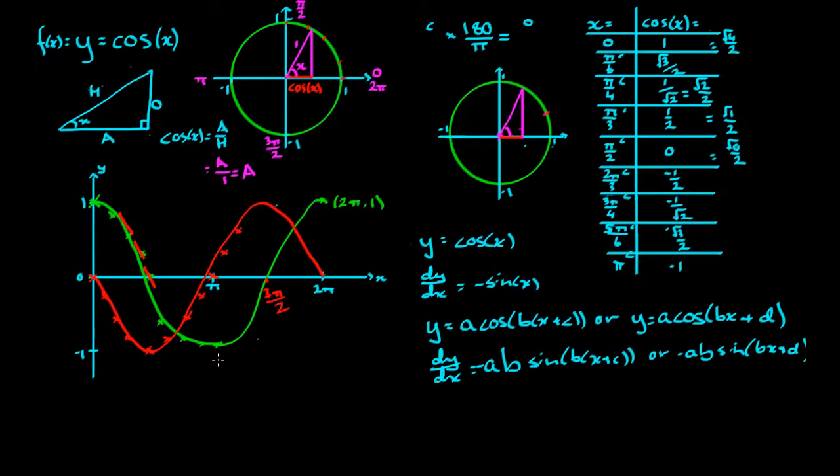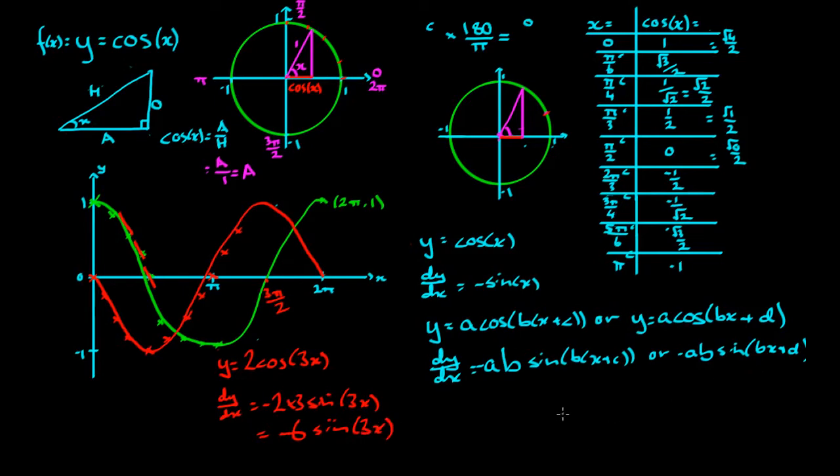So as an example, I'll do it to the lower left over here. We could have y is equal to 2 cos 3x, dy dx is equal to negative 2 times 3 sine 3x, equals negative 6 sine 3x.